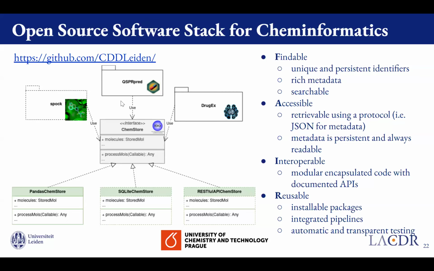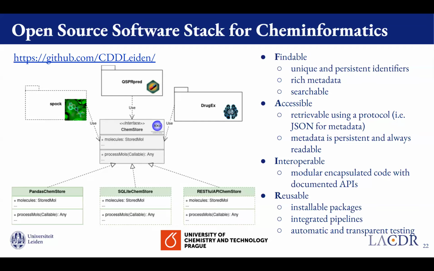So we have different packages. Jagex is for de novo generation, QSPRpred is for QSAR modeling. It's very close to what we just saw with Scikit-Mol, so it also has an implementation of scikit-learn pipelines now. And Spock is a new package that we're still developing. That's not really open source yet. This is for structure-based drug design and docking.